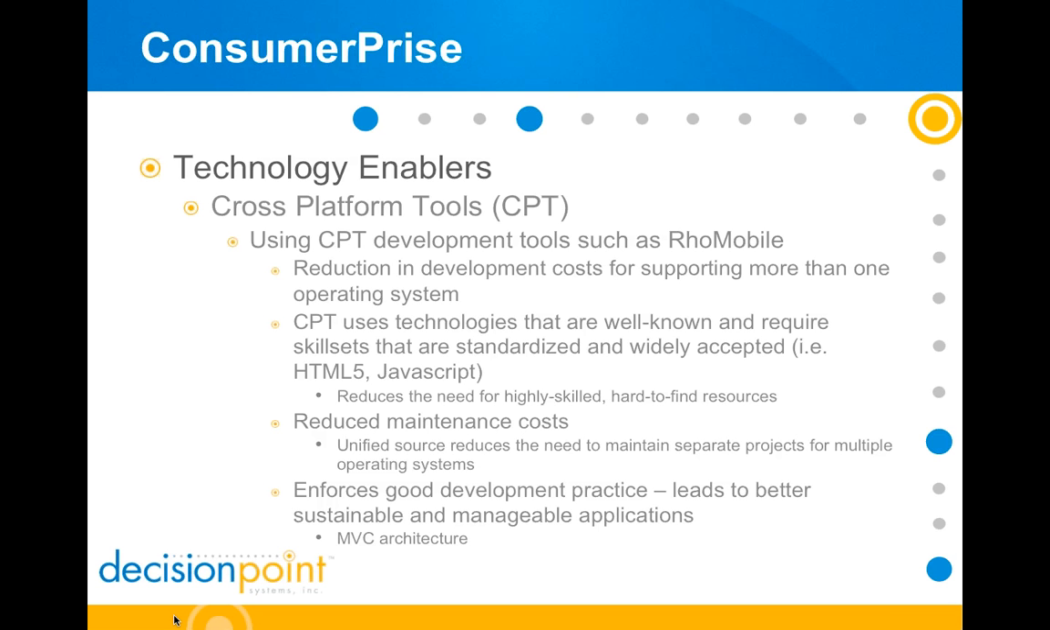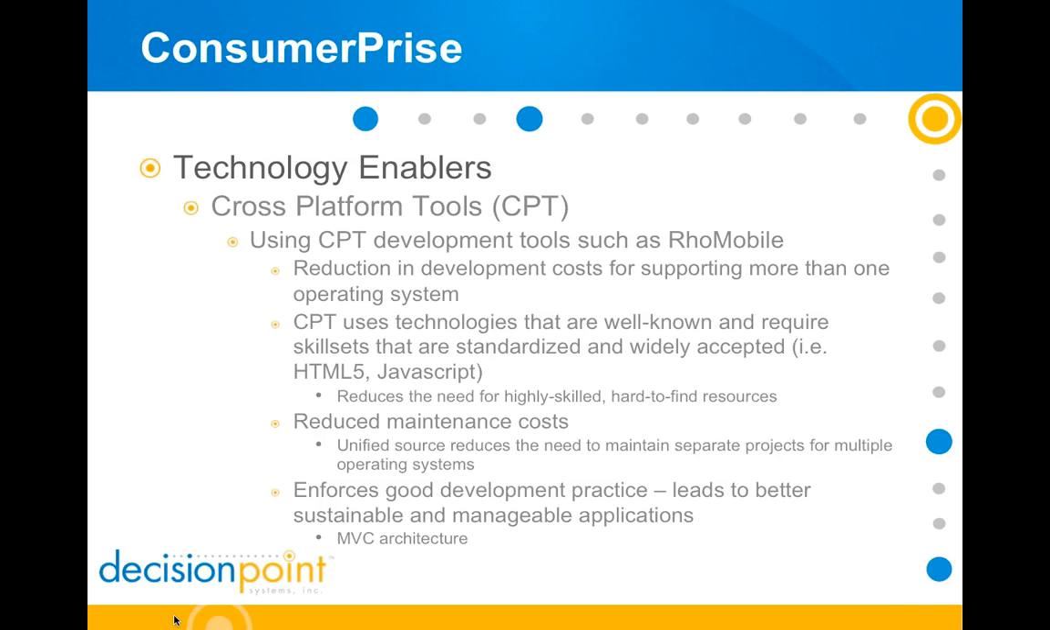In addition, when using cross-platform tools, your maintenance costs are reduced. Having a unified source reduces the need to maintain separate projects for multiple operating systems. Today in the market, there are several different operating systems. We know of iOS, Android, and Windows Mobile. There are different screen sizes from 5-inch to 7-inch to 9-inch to 11-inch tablets. All of these things need to be taken into consideration when developing a new solution. And the best way to do that is to use a cross-platform tool such as RoMobile.